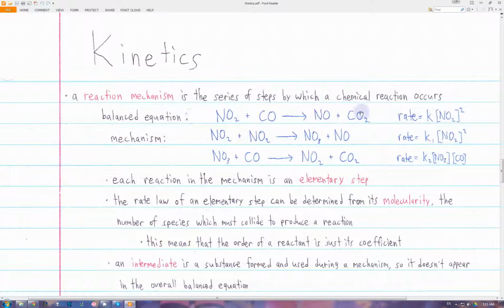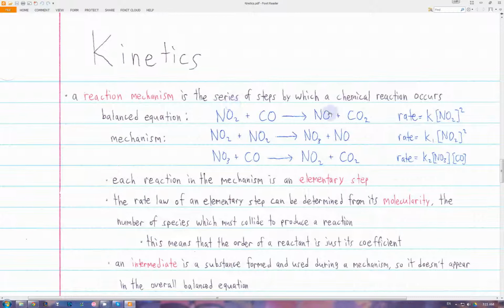So for example, here we have a balanced equation. NO2 plus CO forms NO plus CO2. And we have the rate law, which we determined from an experiment. And so one of the possible reaction mechanisms for this overall equation are these two elementary steps.